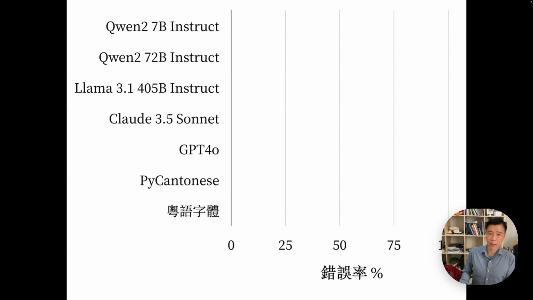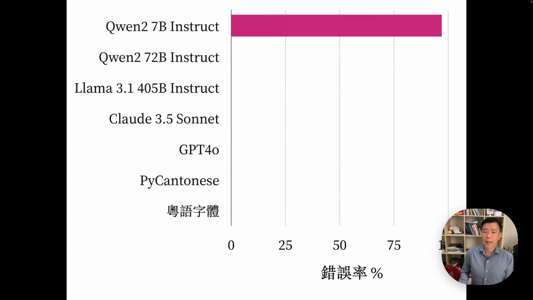What does it mean to be accurate? This is the error rate, and we compare a variety of G2P solutions. From the top is a local LLM, so AI, a large language model. This is one that you can easily run on your normal machine. And the error rate is 97%. What that means is if you give it 100 words, it will get it wrong 97% of the time. 97 will be wrong, 3 will be right.